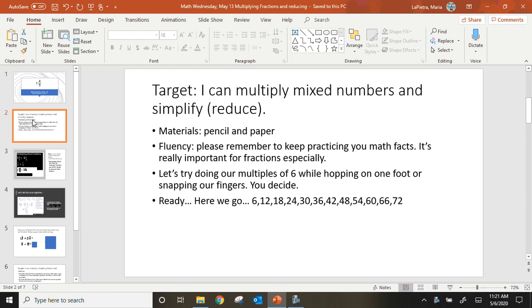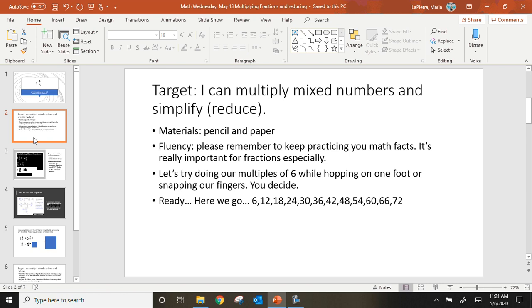Remember to keep practicing your math facts. It's so important for fractions especially. Okay, let's try doing our multiples of 6 while hopping on one foot or snapping our fingers. You decide. Ready? Here we go. I am going to snap my fingers so you will hear me clicking. 6, 12, 18, 24, 30, 36, 42, 48, 54, 60, 66, 72.